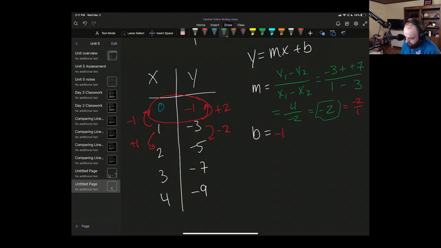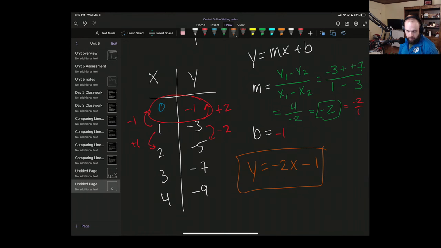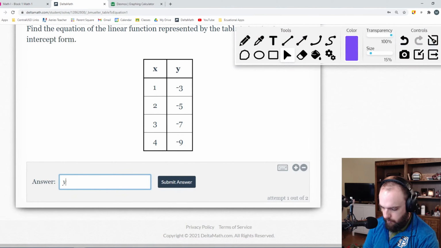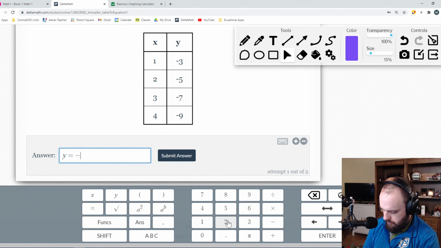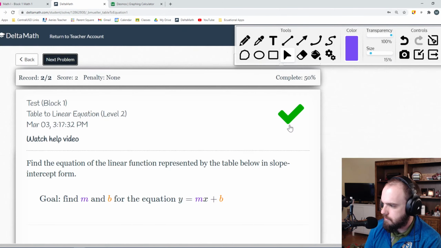Our equation is going to end up looking like this. We have y equals -2x minus 1. So let's go ahead and bring that over to our assignment in Delta Math. Right? So I'm going to go ahead and switch over. We got y equals -2 times x minus 1. And go ahead, hit enter. Perfect. All right, so that's how we do those types of problems.